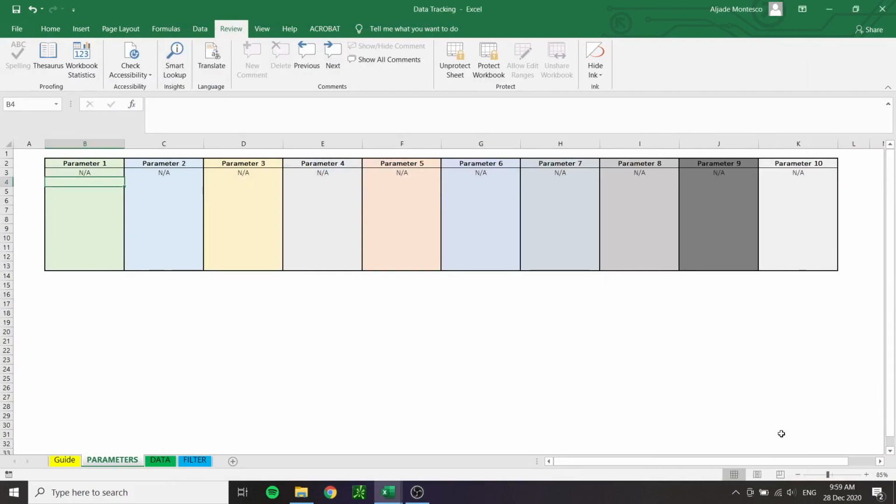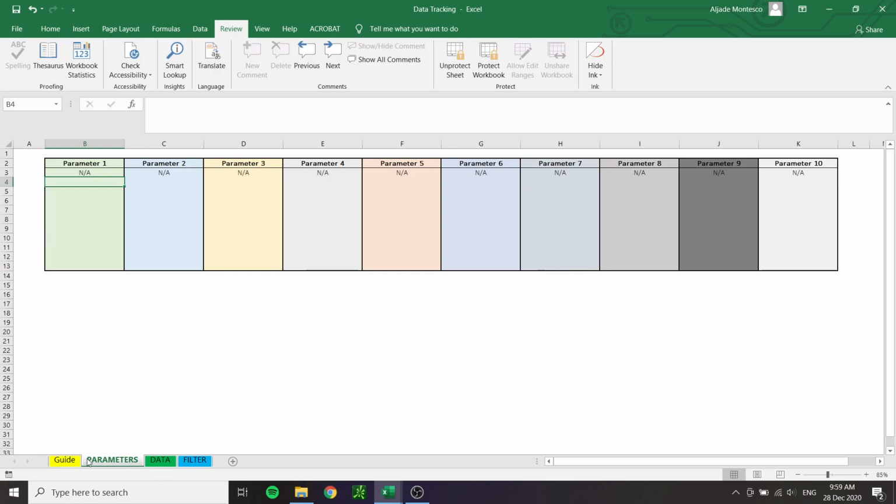Welcome. Today, we will be discussing trading, but more specifically data tracking. You might have heard from veteran or experienced traders that one way of increasing your profitability is through tracking data. Using this spreadsheet that I have made, I'll be showing you how that is the case.